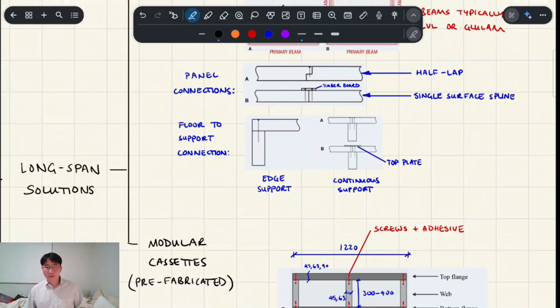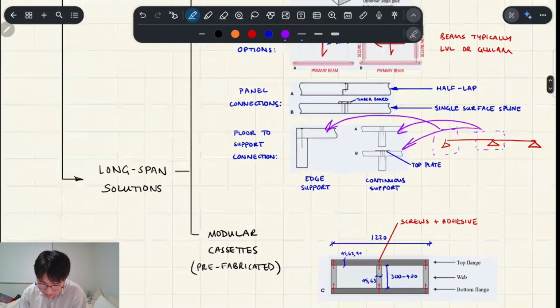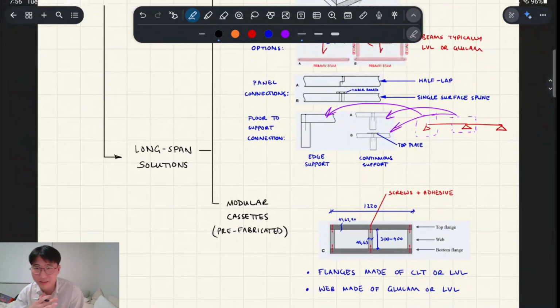And then floor to support connection. So support could be a wall or a column or something, for example. You can kind of see how, for an edge support, here's a beam, continuous beam, that might be what that one looks like in reality, and your continuous support could look like either one of these. So that's moving away from just simple free body diagrams. That's what these things look like in real life.